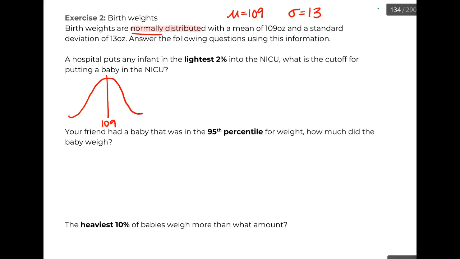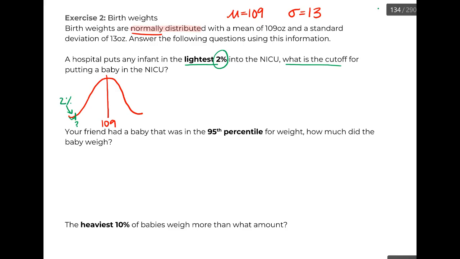And then reading through the first question, it says a hospital puts an infant in the lightest 2% in the NICU and asks what is the cutoff for putting a baby in the NICU. So the easiest thing to me is to spot here that we've been given a percentage, which means we don't have the actual cutoff itself. And then they asked us for a value. So first thing I have to decide is where we should be shading that 2%. Lightest would be on the left, so this baby would not weigh very much.